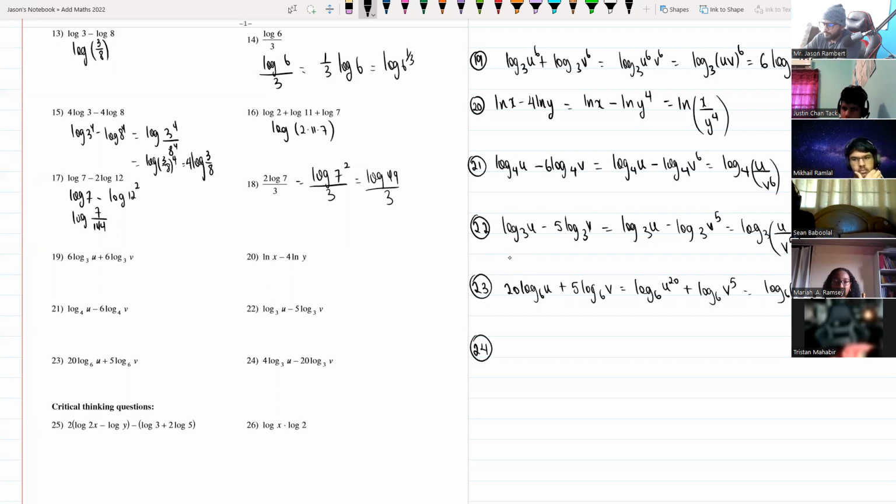Number 24. 4 log of u to base 3 minus 20 log of v to base 3. This is log of u to the power 4 to base 3, take away log of v to the power 20 to base 3, sorry. Yeah? Number 23 is the product law. Oh, shucks, my bad. U to the 20 multiplied by v to the 5. Sorry about that.